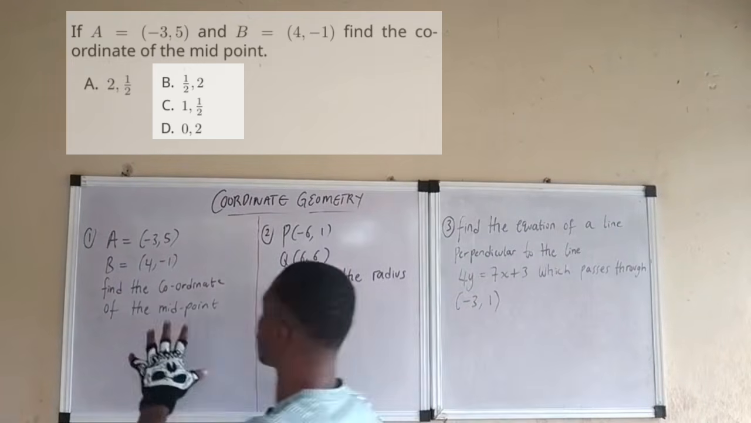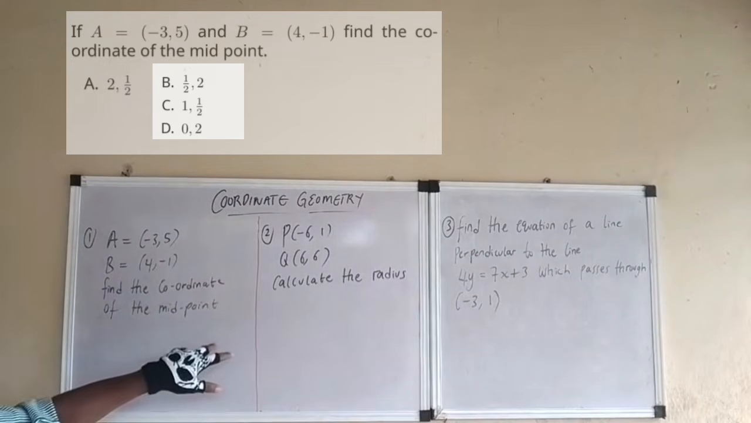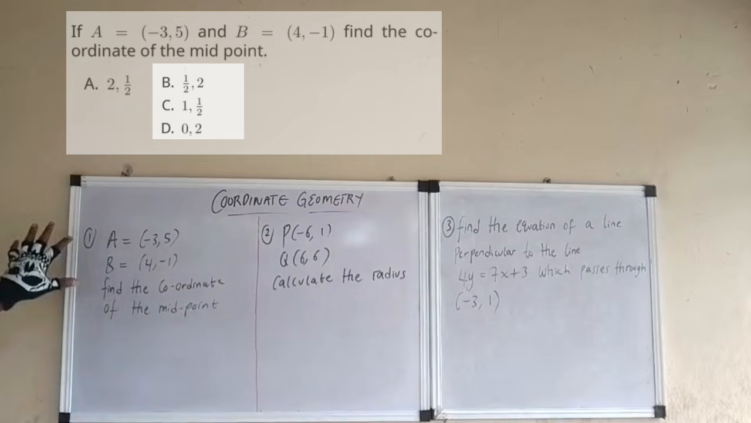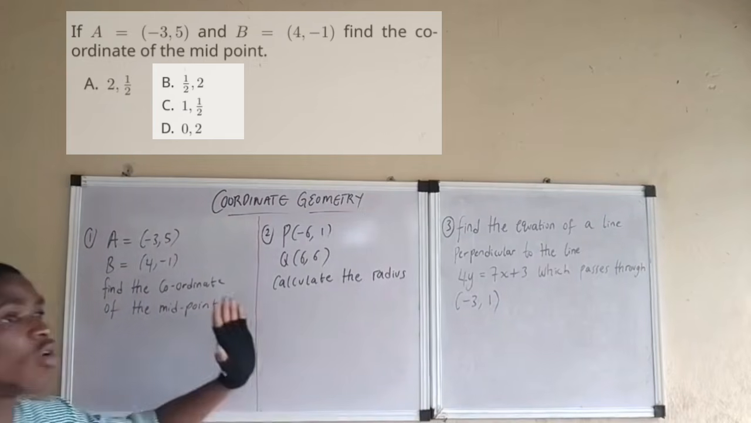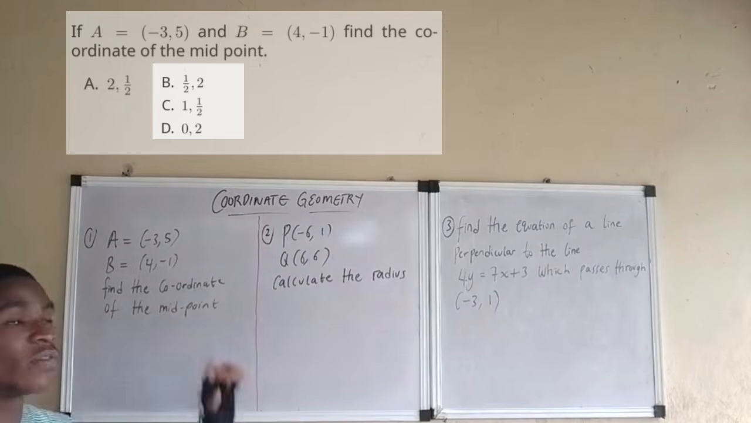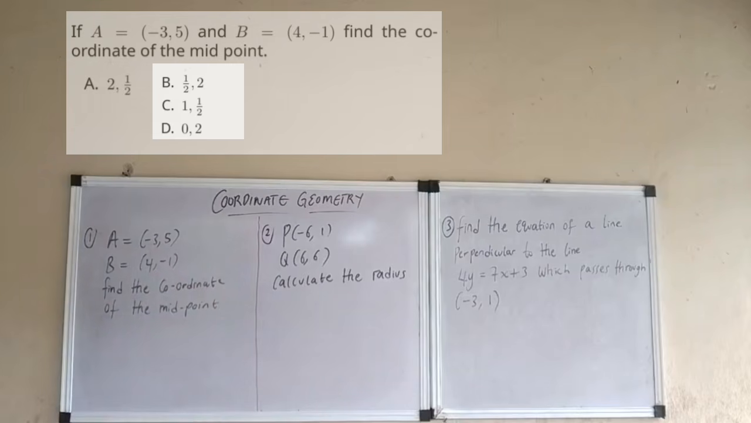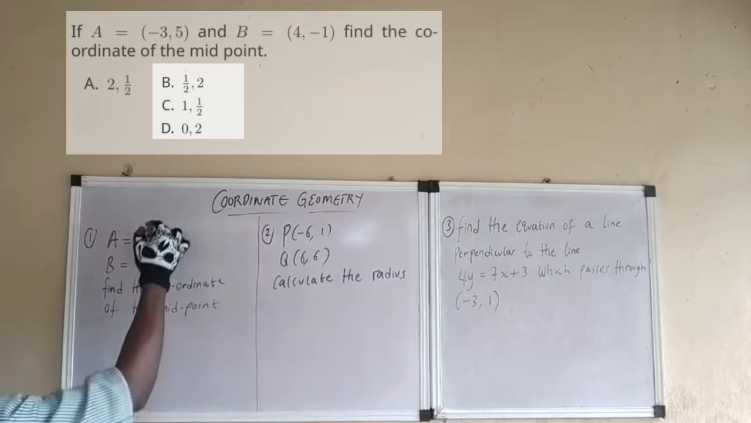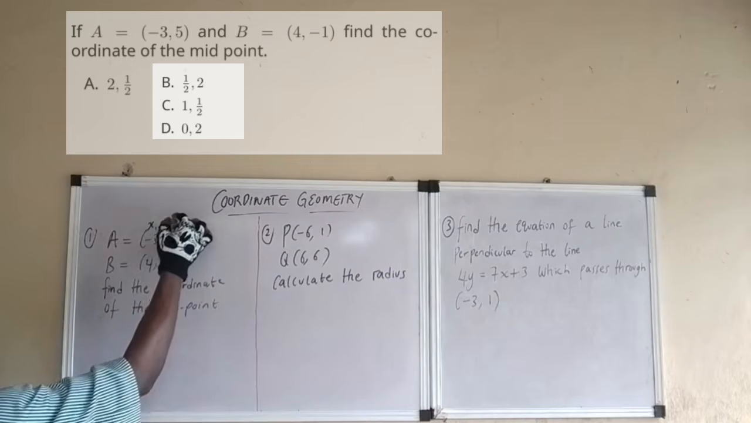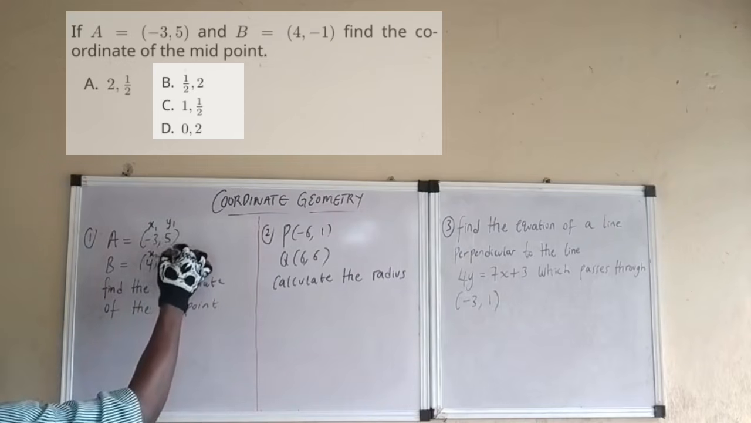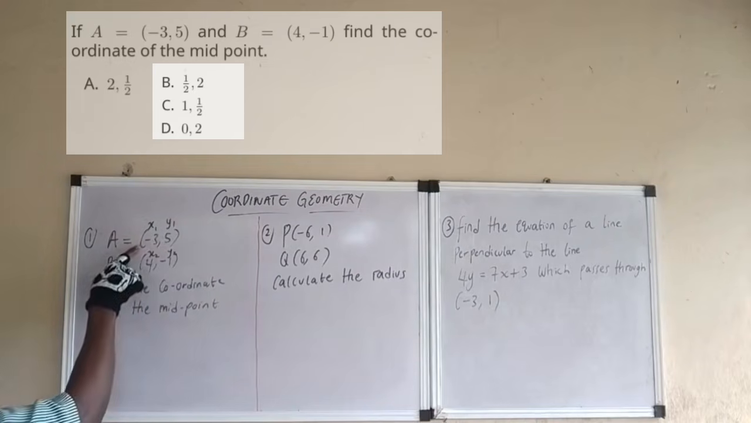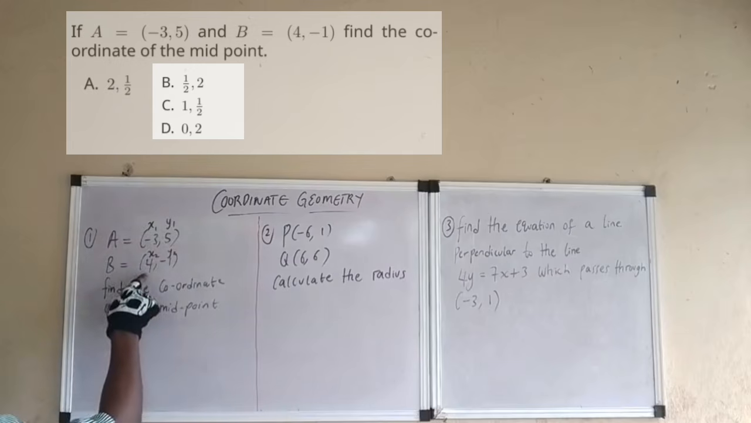But now they want us to find the coordinates of the midpoint. Meaning, if I had the straight line on the graph, what would be the x and y coordinates of the midpoint of that line? Do you understand? So how are we going to do that? Note that this is your x1, y1. This is your x2, y2. This is x1 because it is the first point, and this is x2 because it is the second point. So what's the formula for the midpoint?